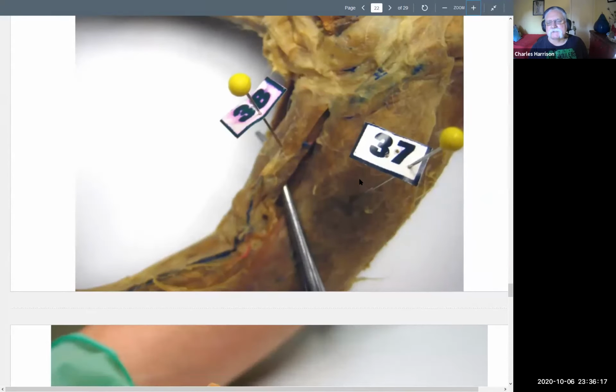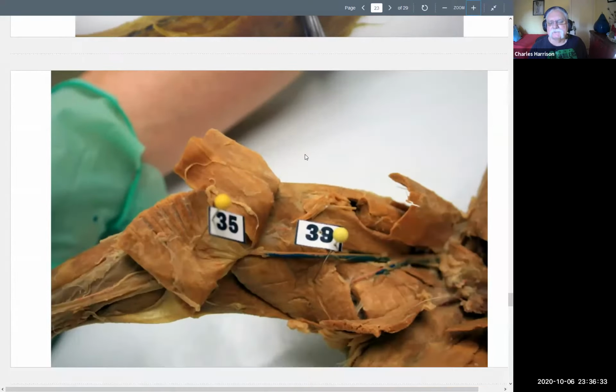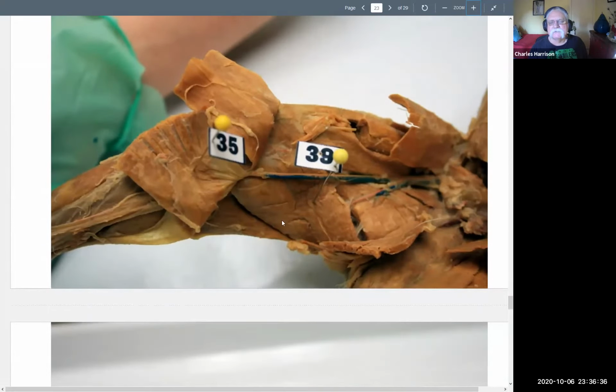37 was the biceps femoris on the lateral side of the leg. Coming around now is the semitendinosus. We have two parts here of the hamstrings. Okay, take this one apart easily. Number 35, the muscle's been cut and cut. And this is the gracilis. The gracilis been lifted out of the way.